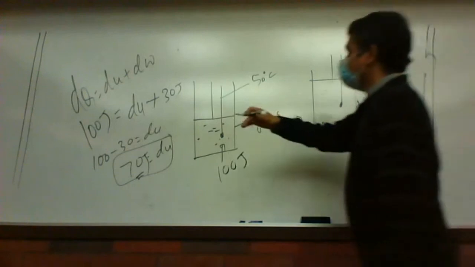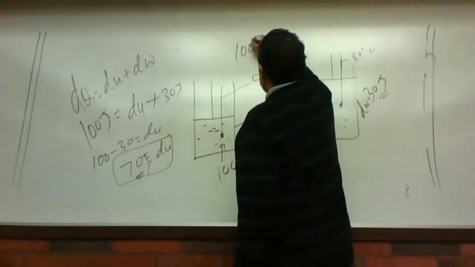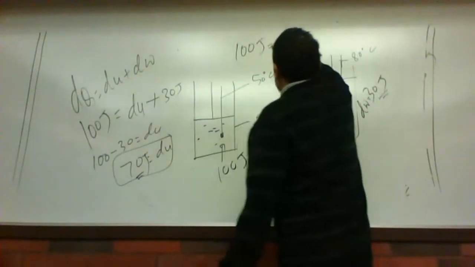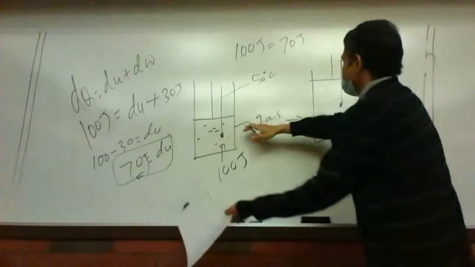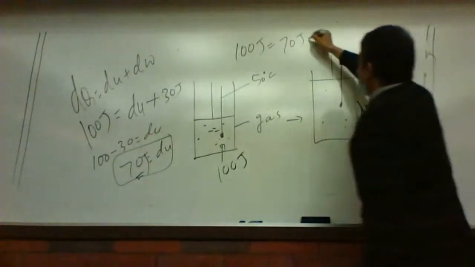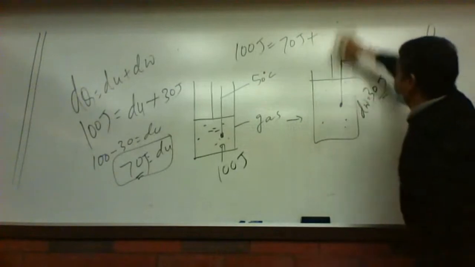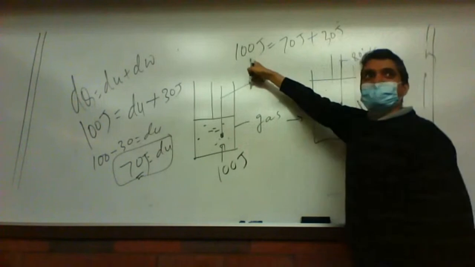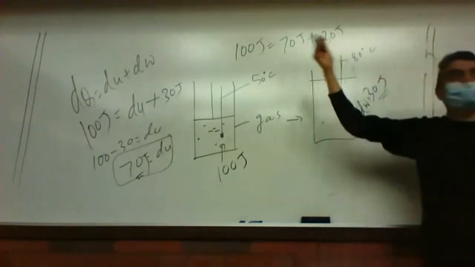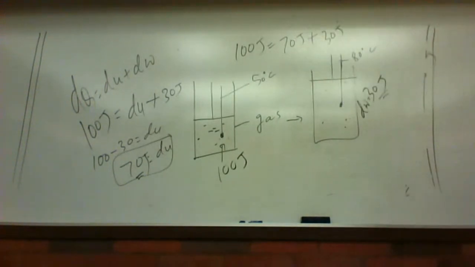Make sense? So I supply 100 joule. Now 70 joule I use to increase the temperature from 50 to 80, and 30 joule I use to push the piston up. Now you see here, I started with 100 joule. Now I still have 70 and 30, 100, right? 100 is equal to 100. Did I destroy the energy? No, I didn't destroy it.